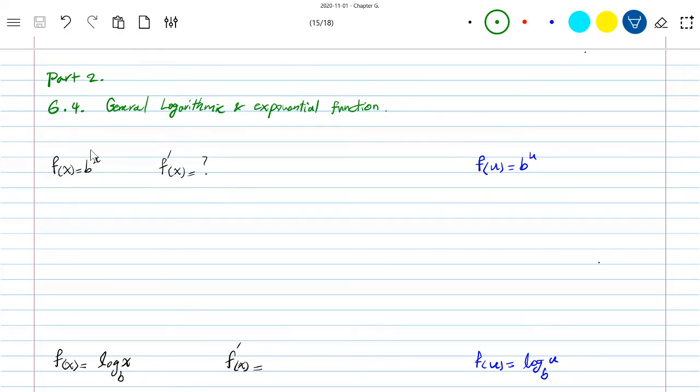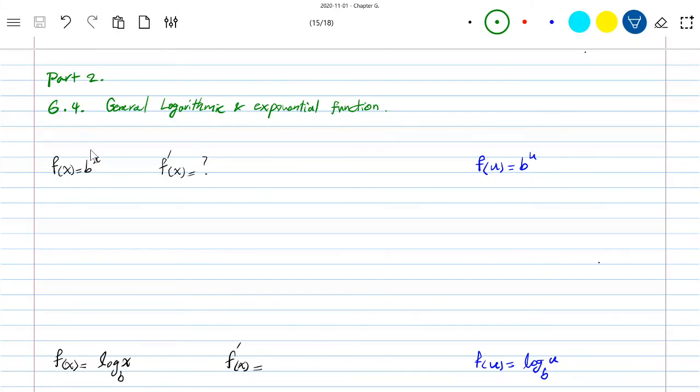Welcome back. Let's continue on chapter 6, section 4. We did part 1. This is part 2 of that section. Last time we discussed the derivative of the logarithmic function, the natural logarithmic function. Today we're going to talk about more general cases for both exponential and logarithmic functions.